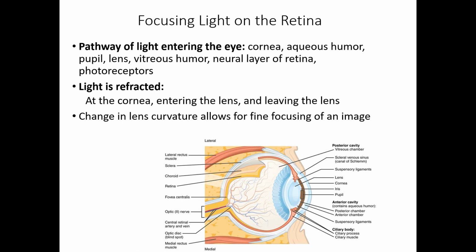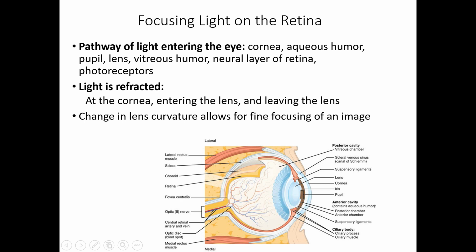Focusing light on the retina. To see things clear, we need to focus the light on the retina, especially in the area of fovea centralis. When light enters our eye, it goes through the cornea, then aqueous humor, then pupil of the eye, to the lens, vitreous humor, and the retina.